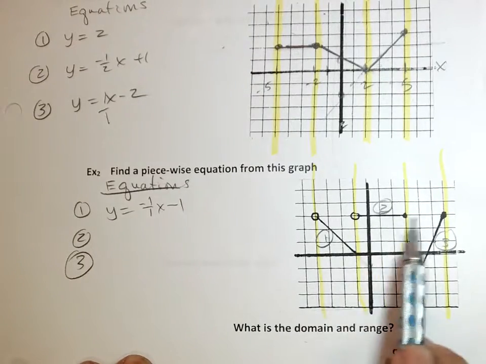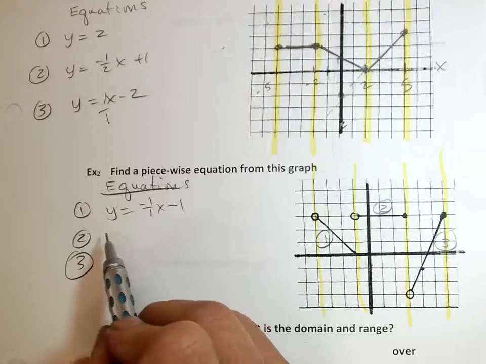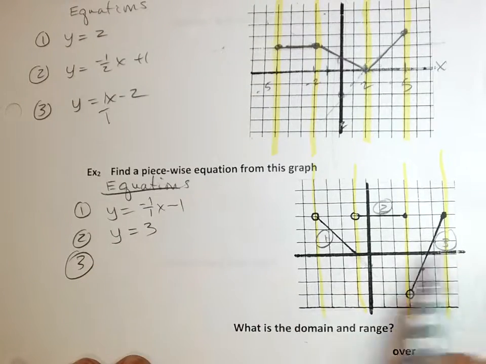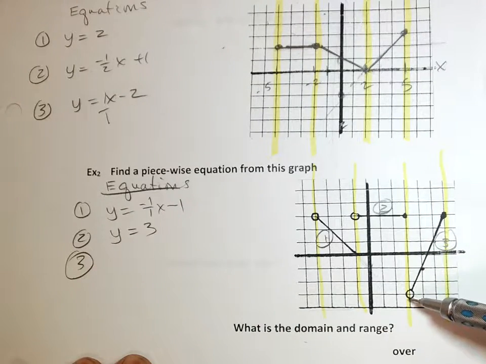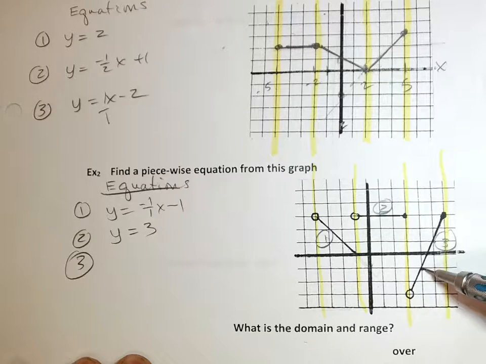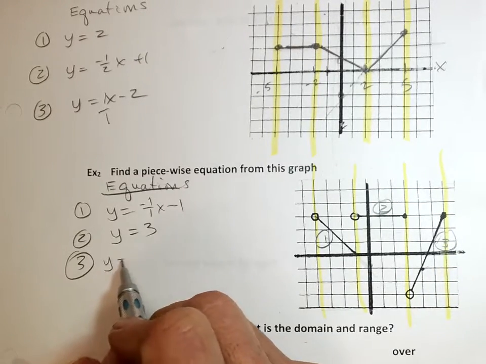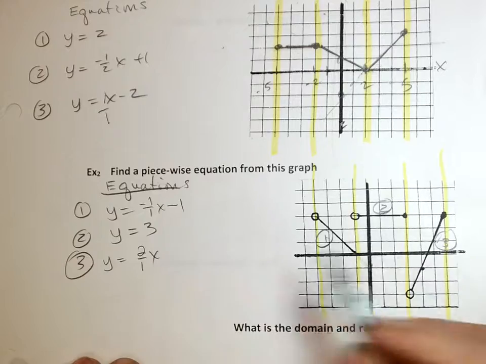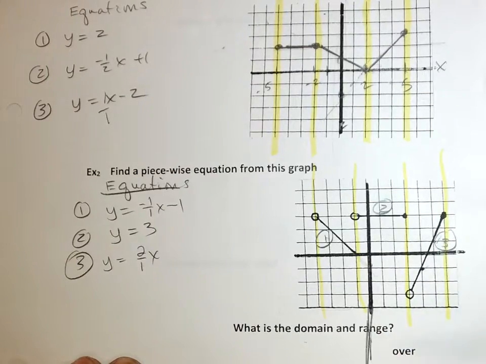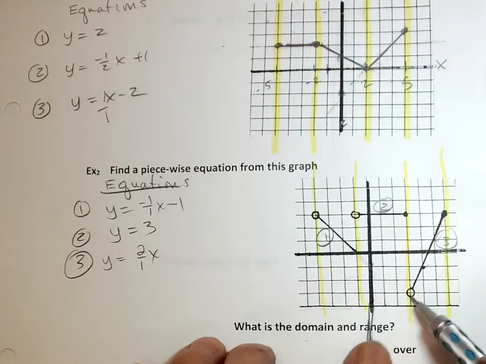Equation 2, straight across at 3. Just plain old y equals 3. It's a horizontal line. Okay? Equation 3 is up 2 over 1, up 2 over 1, so it's y equals 2 over 1x. And it's kind of hard to tell, so let's see if I can figure it out, okay?